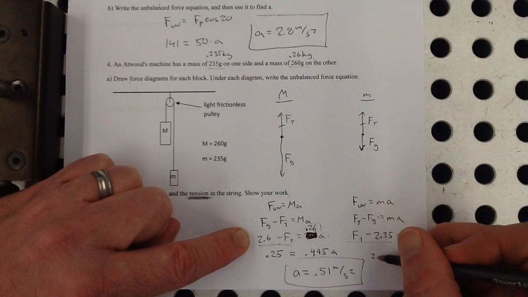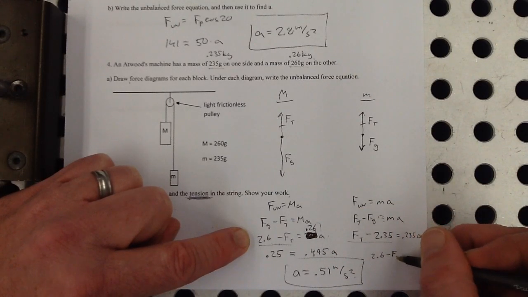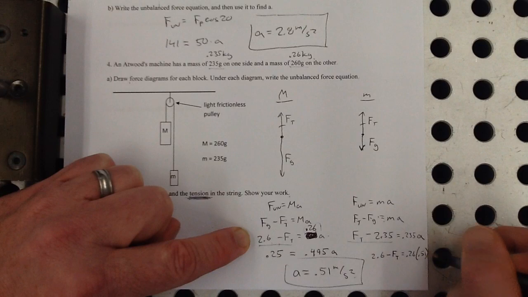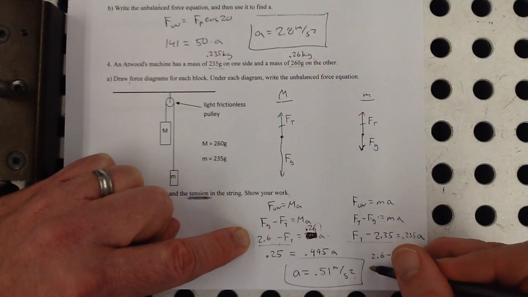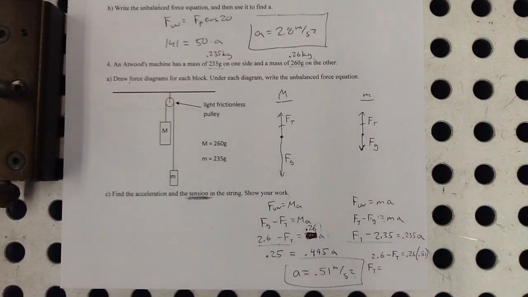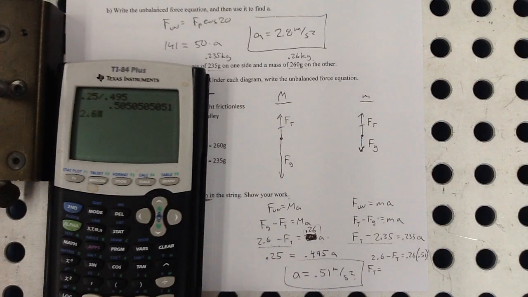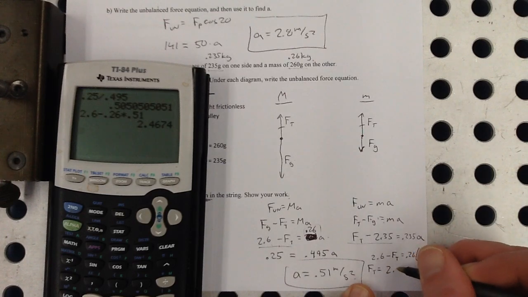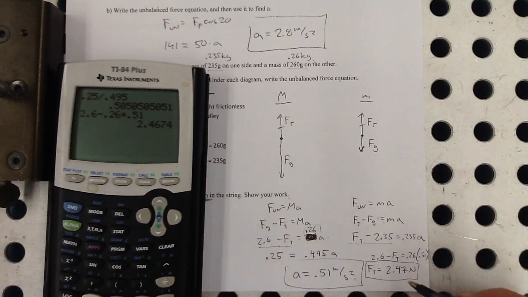So 2.6 minus that tension force equals 0.26 times 0.51, and doing a little bit of algebra there to add that over here, and then have 2.6 minus 0.26 times 0.51, about 2.47, looks like, newtons. And you can plug the acceleration back into this one too to double check that.